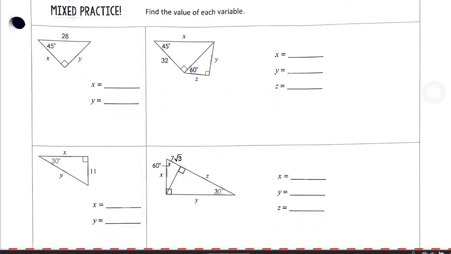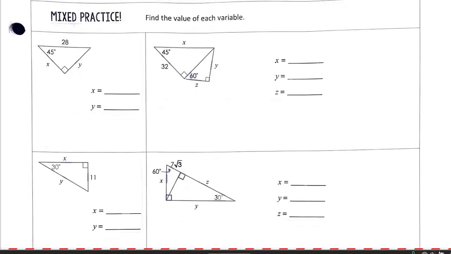Okay, now let's put them together. Now we're going to see how we can solve all these with combinations of both. So looking at this first one again, this is a 45-degree triangle. That means that 28 is our hypotenuse. Remember, that's X square root of 2. So let's solve. So 28 equals X square root of 2.